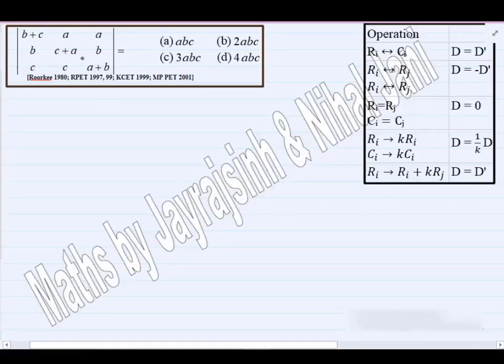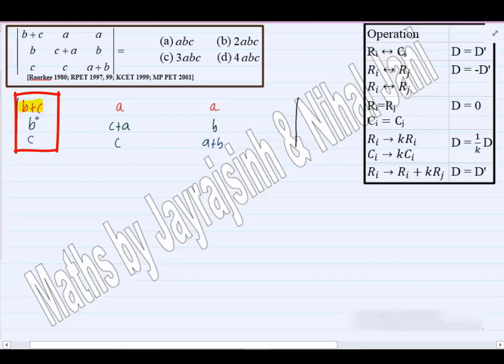In this question, we have to find the value of this determinant. So first of all, let's write down the determinant, and here it is. Before we expand, let's try to get as many zeros as possible. Let's begin with the 1,1 position by taking the first row minus the second row and minus the third row. So our operation will be R1 gives R1 minus R2 minus R3.